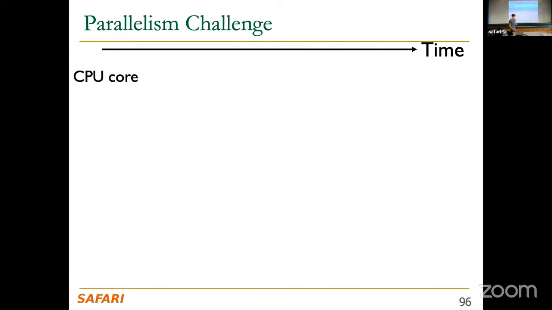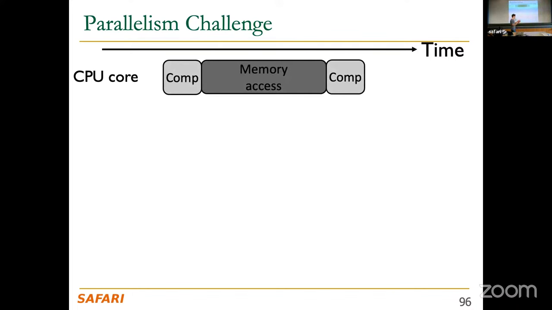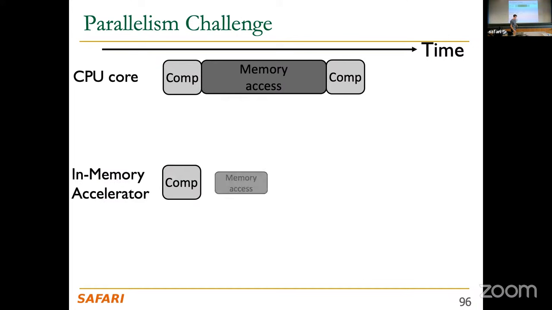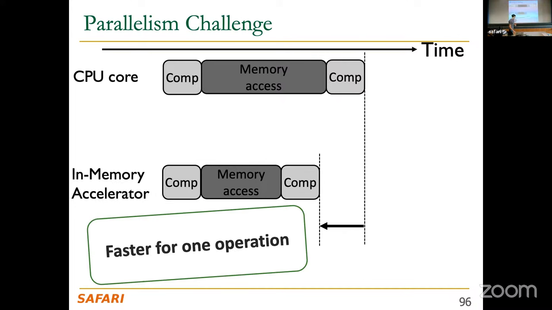Why is that? Well, if you think about a regular CPU core performing this operation, or any operation in general, we have some computation, at some point we have an L2 or L3 miss and need to go to the memory. And then when we get the cache line that we were waiting for, we continue the computation, right? In an in-memory accelerator, we can expect the memory access to be faster, because we are closer to the memory. So the latency of a memory access is expected to be shorter, and this would give us some room for improvement, right? Making use of PIM accelerators can be good because memory accesses can be faster, so we can save time.